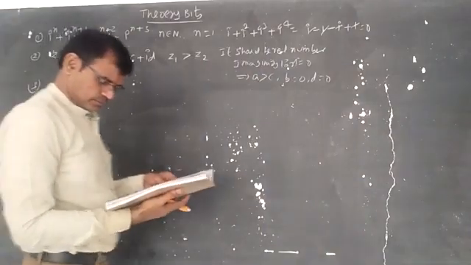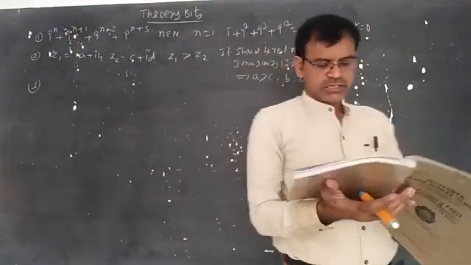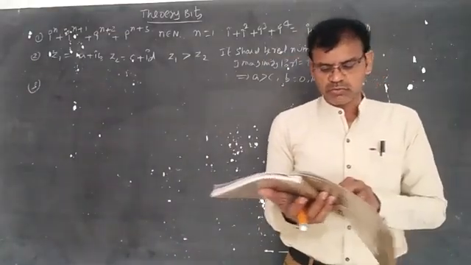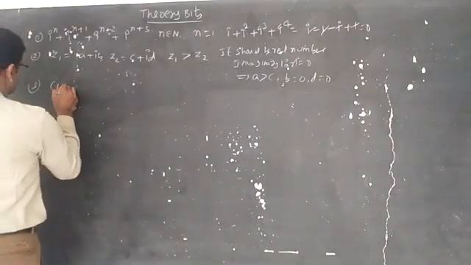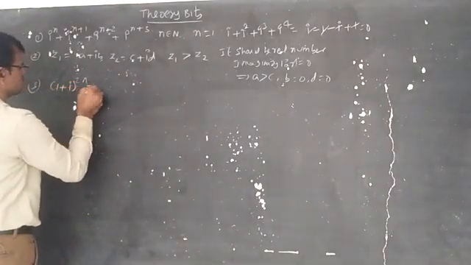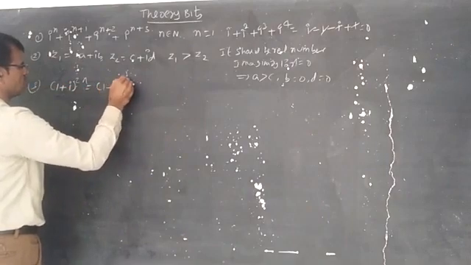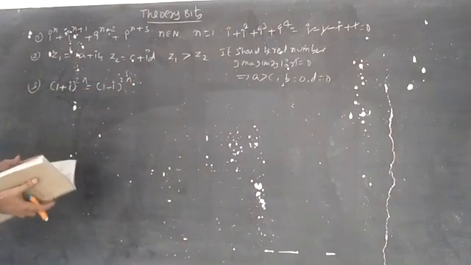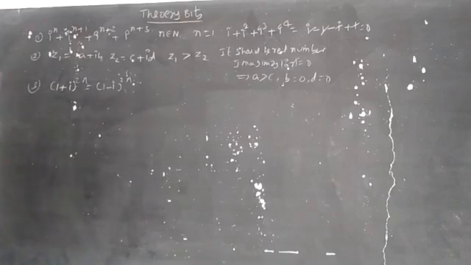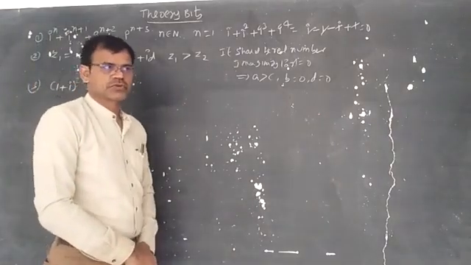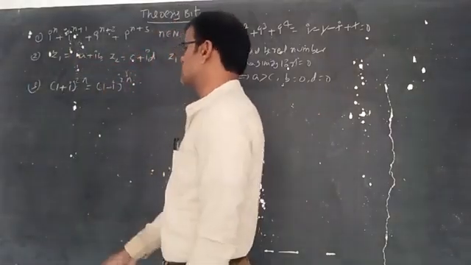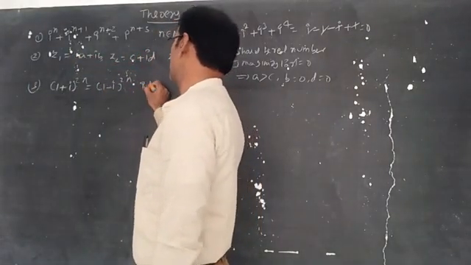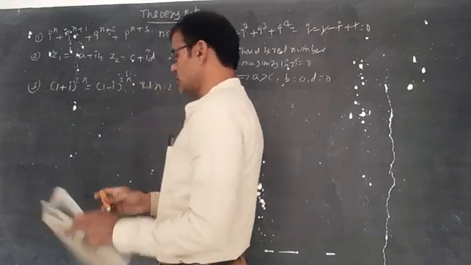Third one: the smallest positive integer n for which (1 plus i) whole power 2n is equal to (1 minus i) whole power 2n. I think we have done this one before. (1 plus i by 1 minus i) whole power 2n is equal to 1. We have substituted n equal to 2, and n equal to 4. We verify: if n is equal to 2, put n equal to 2.